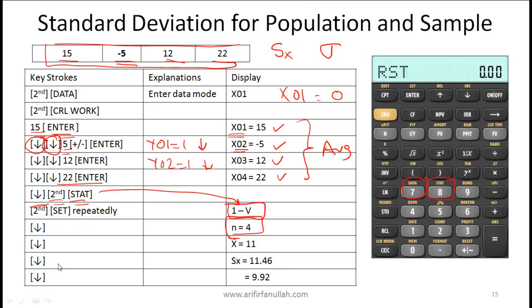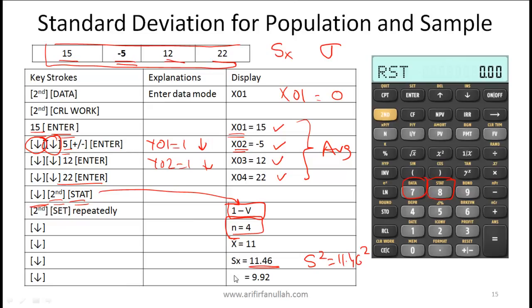Hit down arrow again and you will see Sx equal to 11.46. Sx is the standard deviation for a sample. So if these 4 data items represent a sample, then the standard deviation would be 11.46. If you wanted to find the variance, the variance would simply be 11.46 squared.